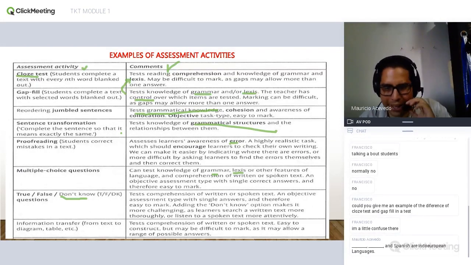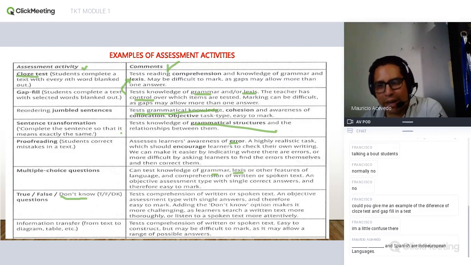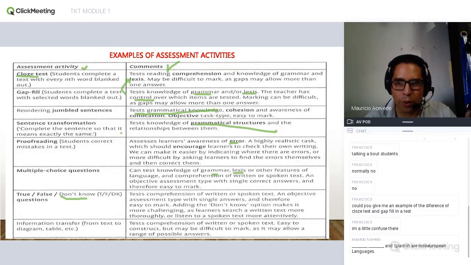Okay, so I have some example of a sentence. We have two spaces, Francisco, and we have one that is done. And Spanish are Indo-European languages. Okay, so you have two spaces. I don't know if you know about the history of languages, Francisco. If you do, tell me what other language apart from Spanish could be considered as an Indo-European language. Do you know that or no? You have no idea, or more or less?